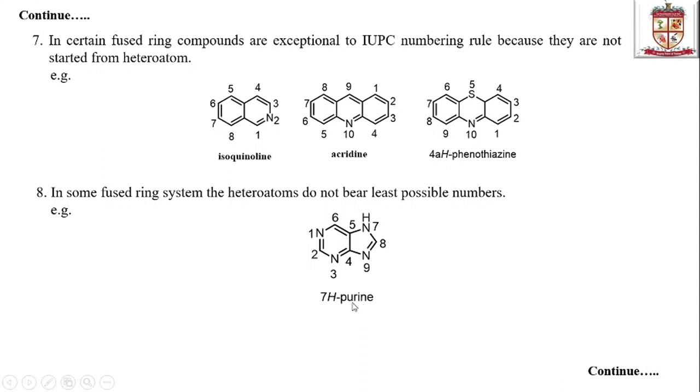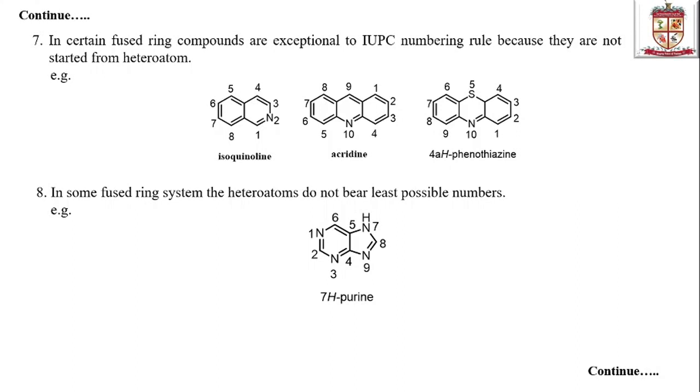And purine is the fusion of two rings: the first one is imidazole and the second one is pyrimidine. Both are fused to form a purine at the position number 1, 2, 3, 4.